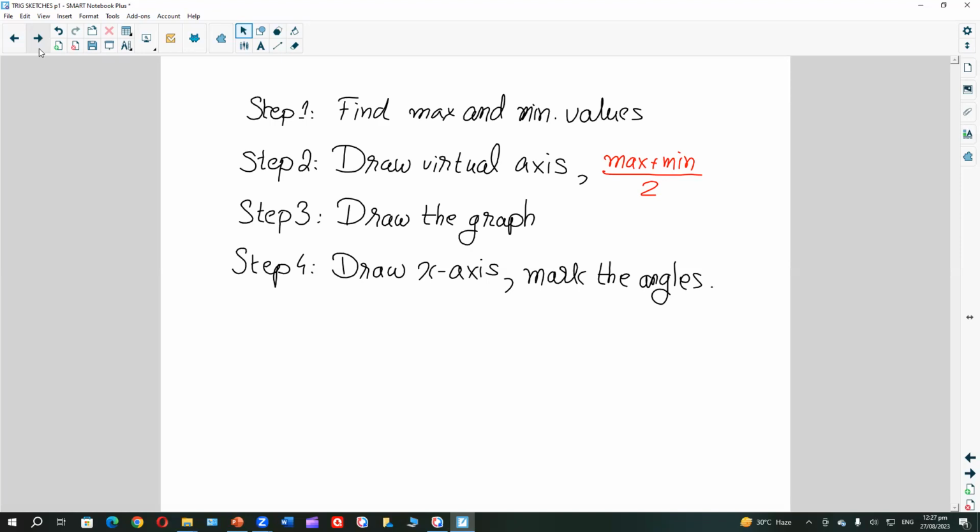Hello, sir. Have you copied the steps? Yes. Okay. So these are notes, the steps to remember. So please revise the steps with me.